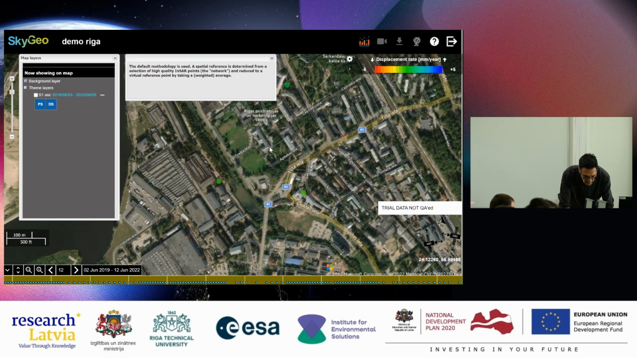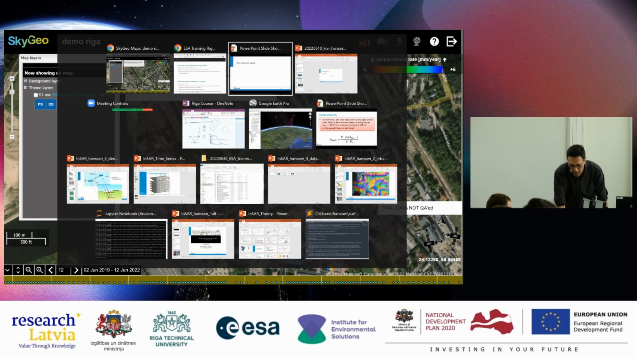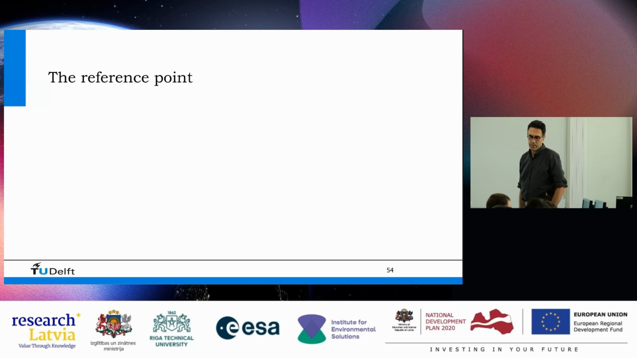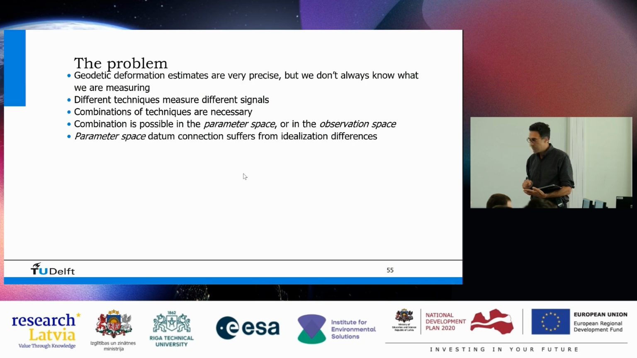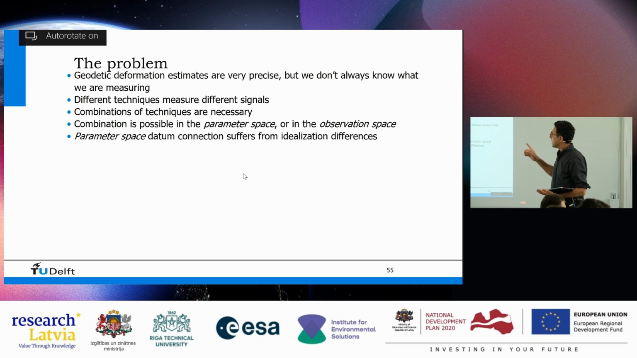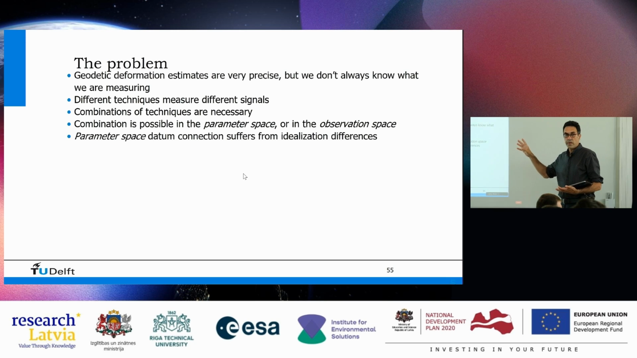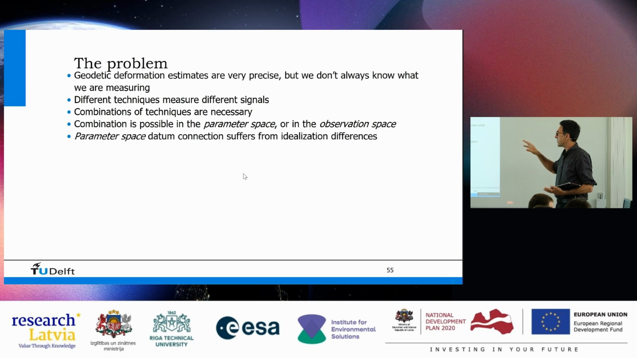Related to that reference point, also my next presentation that I would like to give, and maybe I should do that now right away because it connects to this, and this particularly deals with the reference point. So what is the problem? What we have here are deformation estimates, which are very, very precise. We know that. But the problem is that we don't always know what we are measuring. We don't know where that point is.